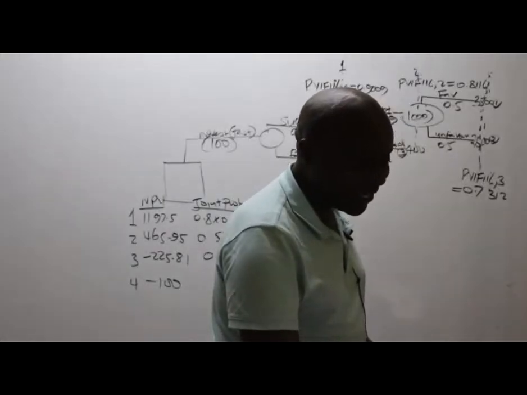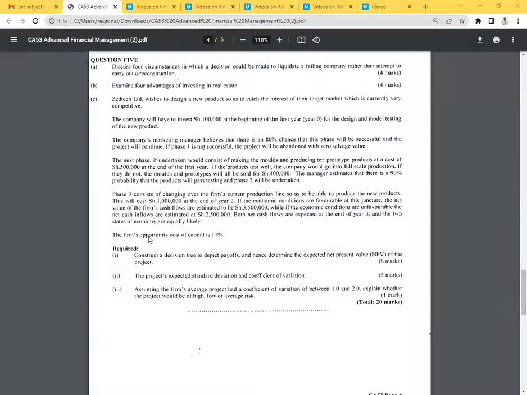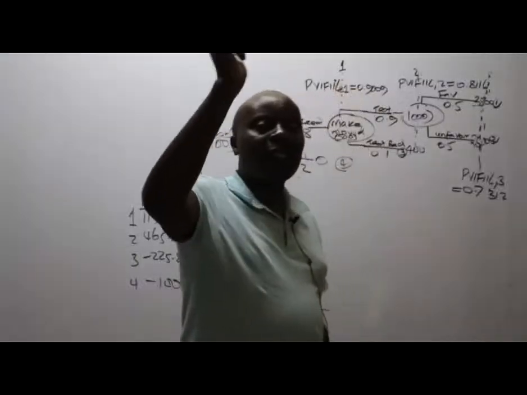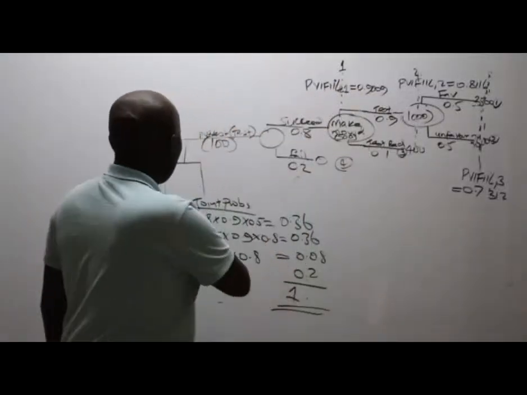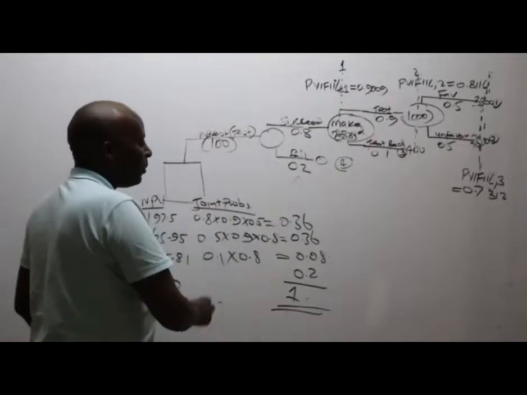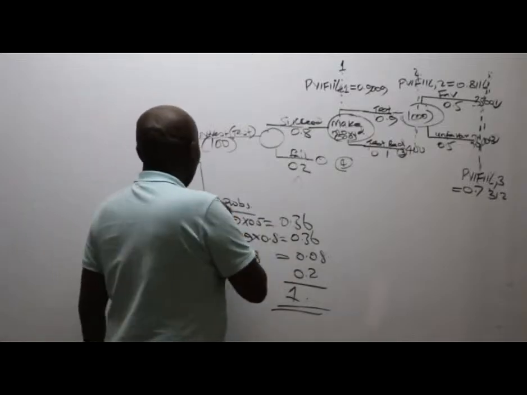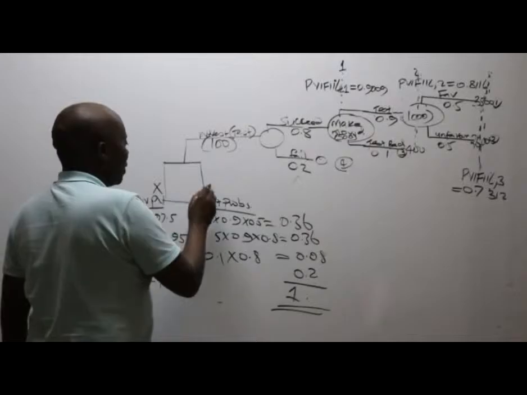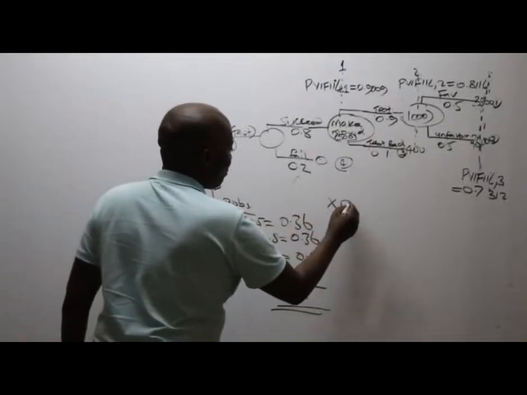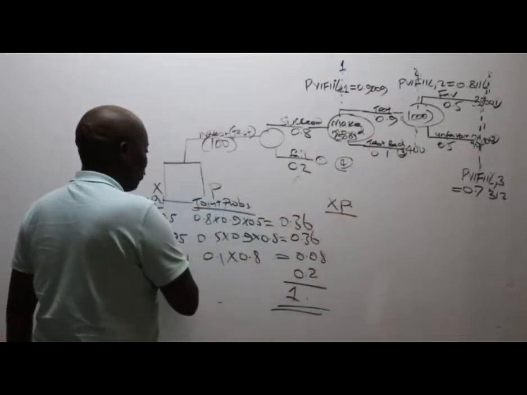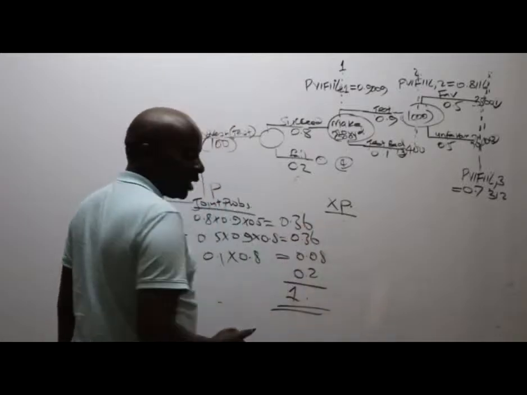or a shark attack. Ladies and gentlemen, they wanted us to construct a decision tree to depict payoffs that we have done and hence determine the expected net present value of the project. So expected net present value of the project is what that good lady started by telling us up there. So now you have the NPVs and you have the joint probabilities. So this is your X and this is your probability. Give me XP, multiply the two. So you take this figure times this figure.